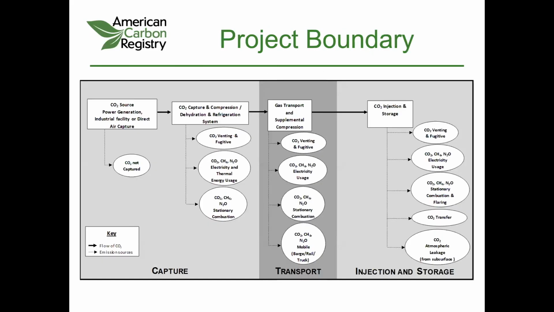This is the physical or geographical boundary. I won't spend too much time on this, but we do draw boundaries that include, in the first bucket, the CO2 source, and then on to the transportation and any emissions associated with that, and then any emissions associated with the storage, including any physical leakage.